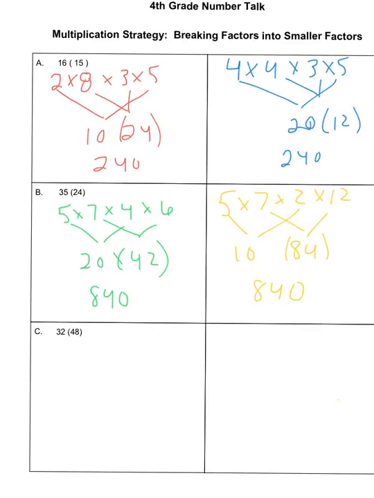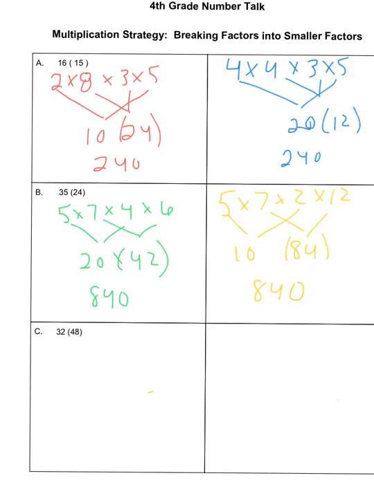Now, obviously in the first 2 problems, we had the luxury of being able to find a friendly 10 because of the 5 being in both numbers. We don't have that luxury in our third problem. So we have 32 times 48. This really is one that kind of guides you into truly breaking into smaller factors. Or just saying, hey, I wouldn't use this strategy, I'd use partial products, or maybe I'd use an algorithm, a different strategy.